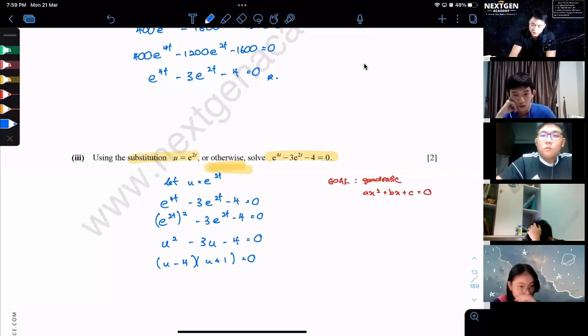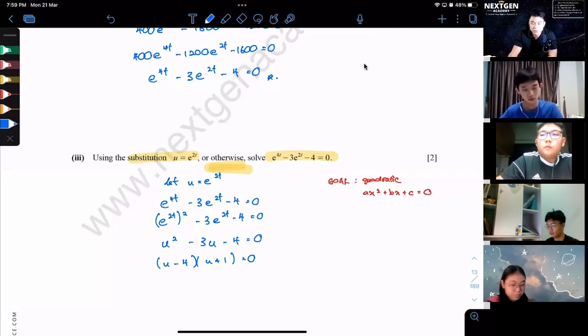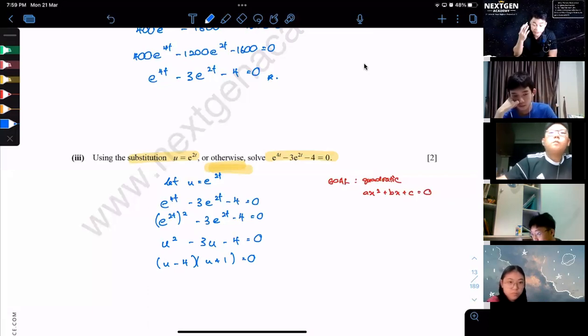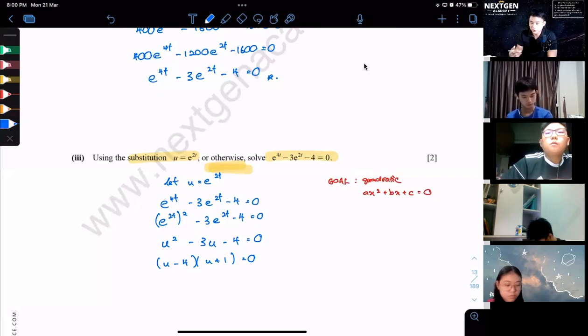In fact, if you don't need to substitute, like you know how to factorize, you can just factorize immediately also. That's why they say "or otherwise". If you want to leave it all in e to the power of 2t, you don't have to change it like this. But I personally like to simplify it first, because instead of writing 3 different symbols, e to the power of 2t, I can just write u, one letter, much easier to write, right? It's just the little things like this that sometimes can help you. Even if it's not necessary to change, I would change it because it's easier for me to check back also.